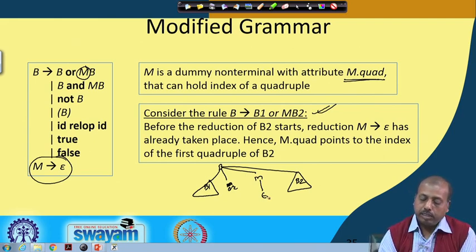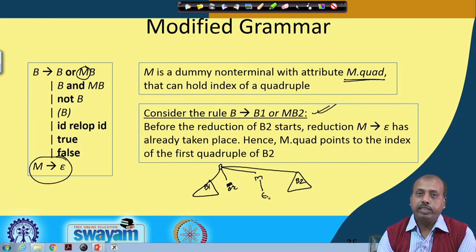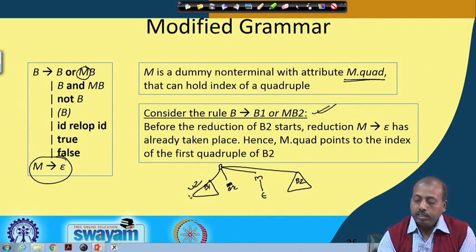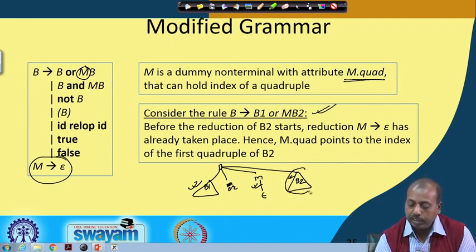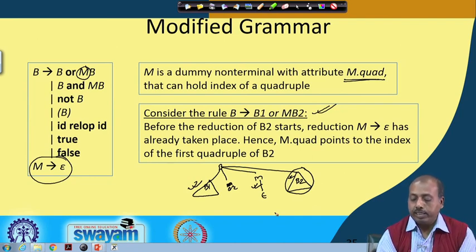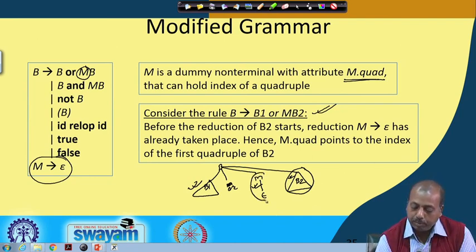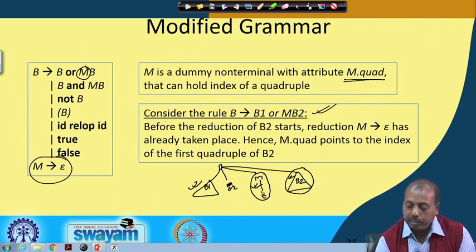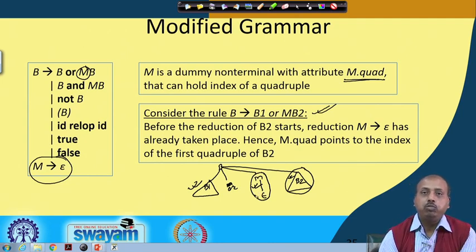Now, as we have seen previously, by the policy of numbering of those reductions, first these reductions will be numbered, then this reduction, and then only these reductions will be numbered. So, before the B 2 reductions take place, just before that, this M producing epsilon reduction will take place.